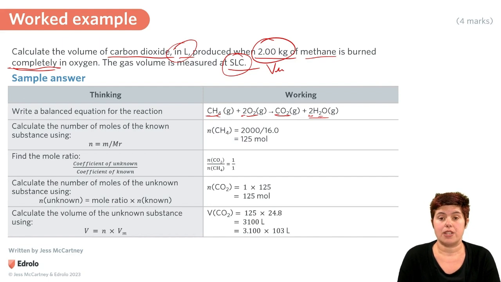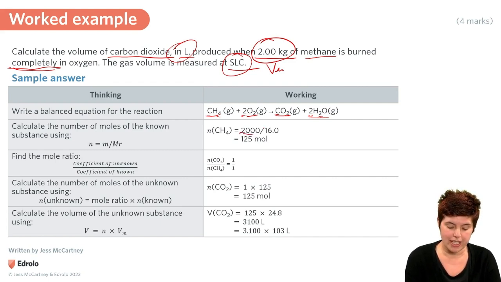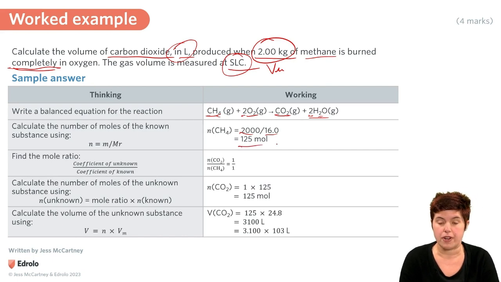So the next step is to calculate the number of mole of our known. So we know the mass of methane. Don't forget to convert it to grams. So we have 2 kilograms, so it's going to be 2,000 grams. So that's what that is. We divide it by the molar mass of methane, which is 16. So that's 1 carbon, 4 hydrogens. Put that in the calculator and we get 125 mole of methane.